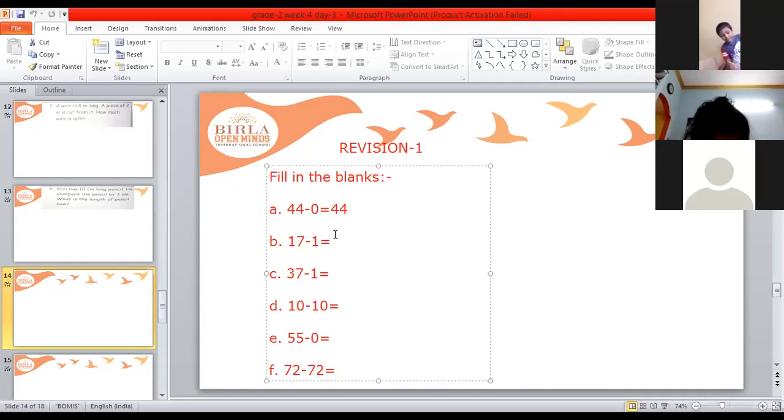Now, next is 17 minus 1. So, remember that whenever you are subtracting 1 from any number, just think of the number which comes just before that. So, this is 17 minus 1. What comes just before 17? You have to think of that number and that will be the answer. Arhan, you tell me, 17 minus 1 how much? 16. Very good. 17 minus 1 is 16. So we'll write here 16.